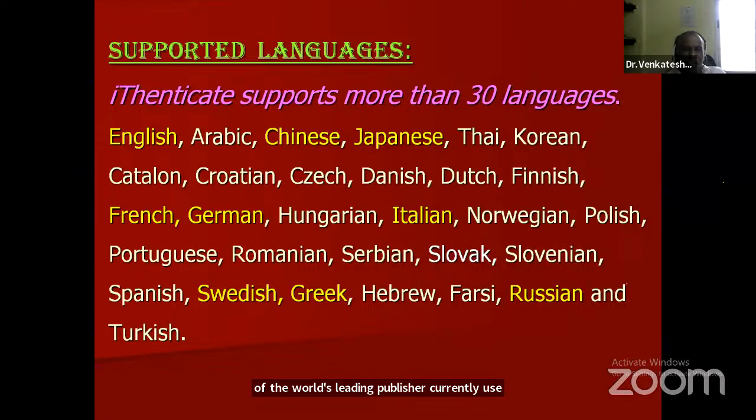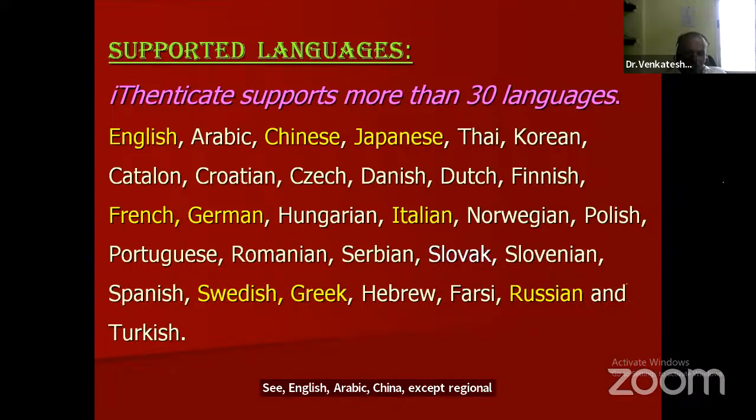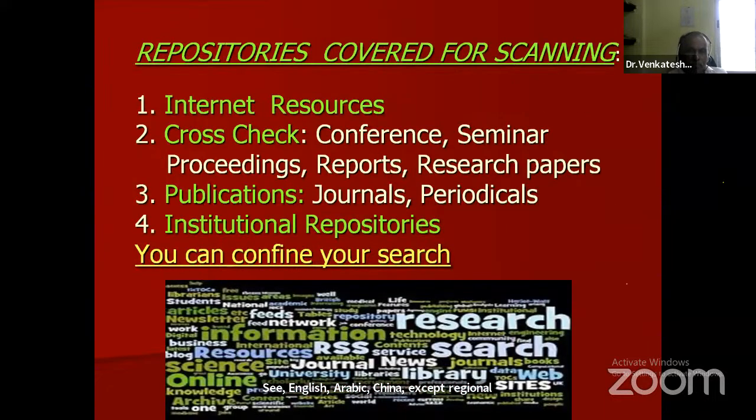The supported languages: Authenticate supports more than 30 languages. See, English, Arabic, Chinese, except regional languages, it covers most of the world's languages. So it covers repositories also, internet resources, CrossCheck. It is a big data publisher database. So it covers millions of articles. The unique features of Authenticate and Turnitin. So the coverage is the CrossCheck database.